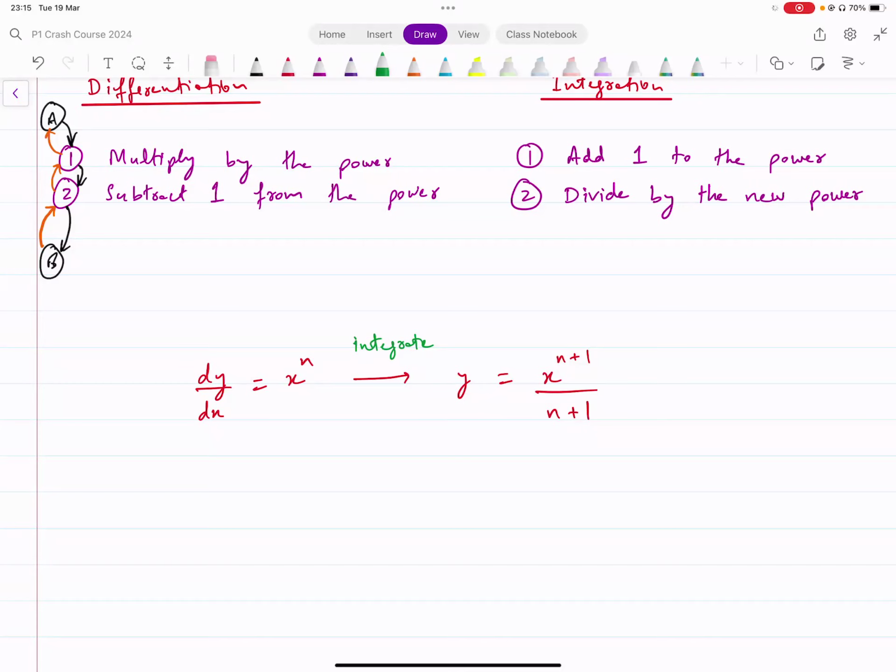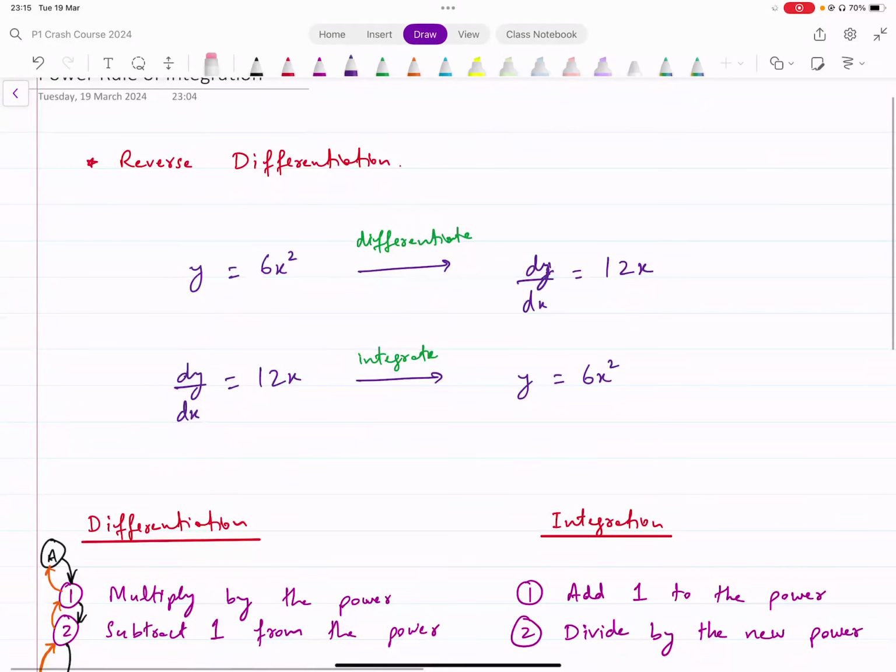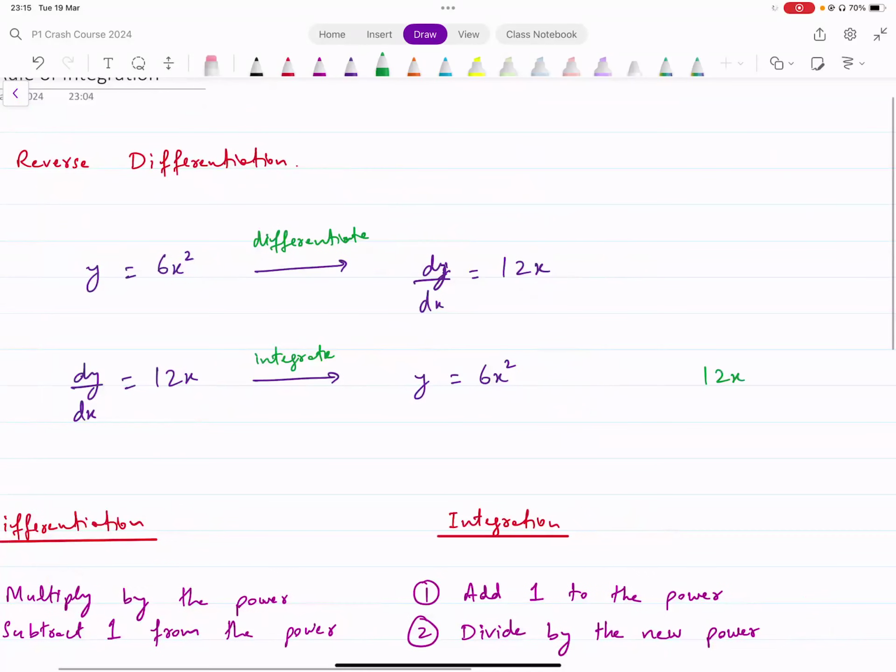Okay. Now let's apply this process to this function that we saw in the beginning, 12x. So we said the derivative of 6x squared is 12x. How do you go back from 12x to 6x squared? Let's apply that rule now. So we have 12x, the constant, just like in differentiation, the constant that's multiplying remains as it is. So 12 remains as it is.